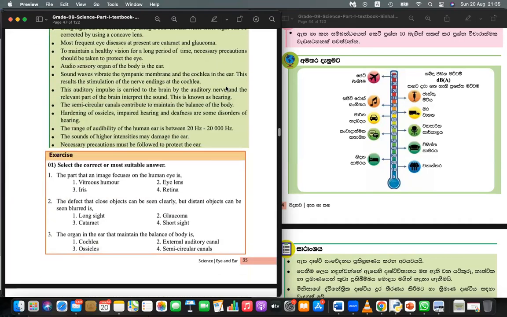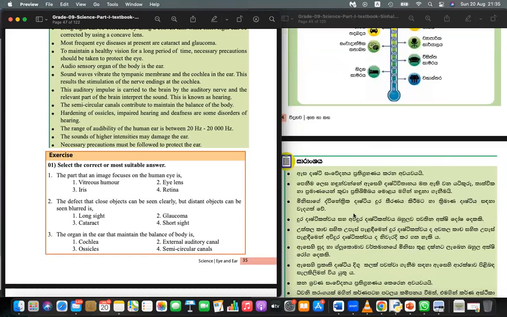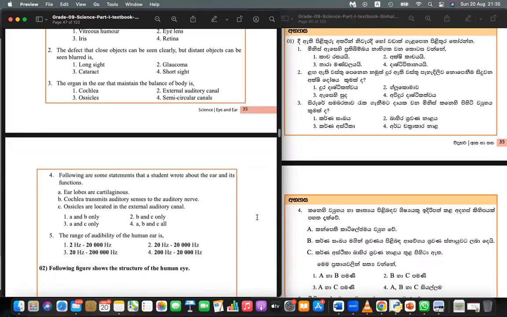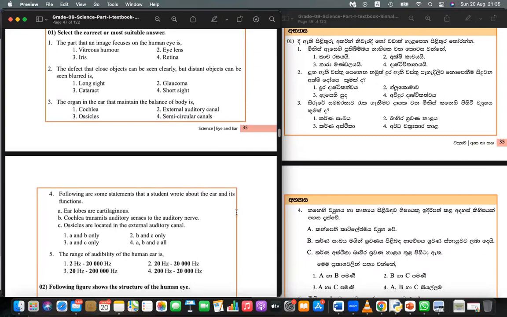Okay, now as a summary, we have discussed the ear and the eye. So let's answer these questions. Can you answer questions 1 to 5 very quickly? Please send the answer in the chat.